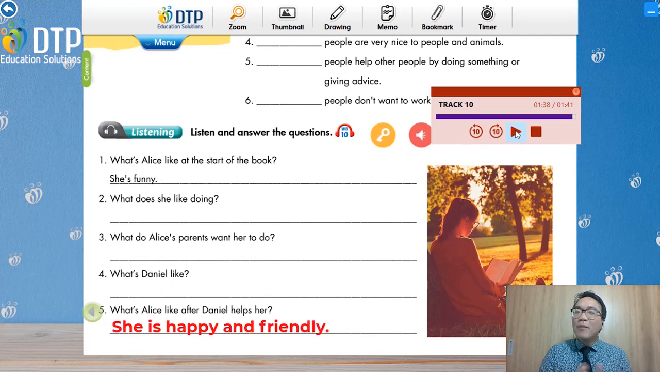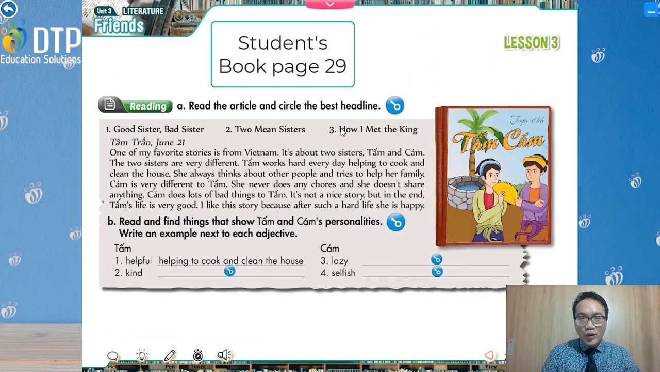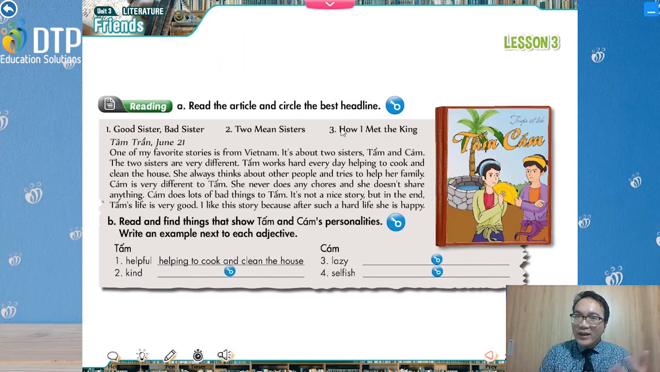So you have reviewed the vocabulary needed, right? Adjectives to describe a person's characteristics. Now you have reviewed the old lesson. Let's move to the new lesson. First, reading. You will read the article and circle the best headline. We have 3 headlines. You can take a look. Good sister, bad sister. 2 mean sisters. How I met the king.